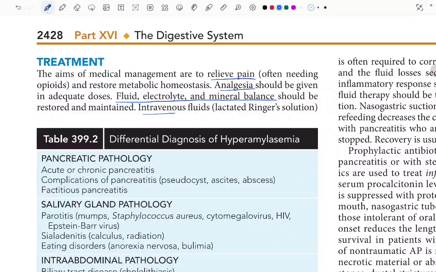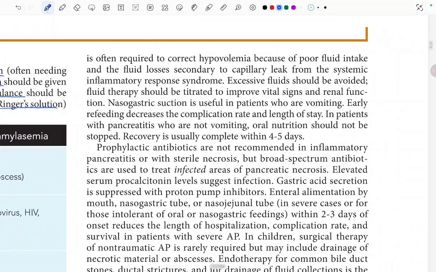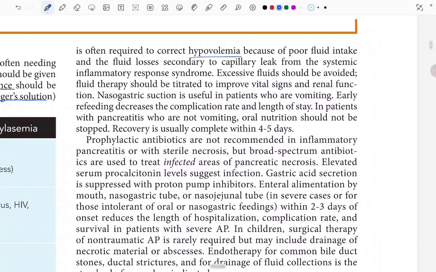Intravenous fluids, lactated Ringer solution, are often required to correct the hypovolemia because of the poor fluid intake and the fluid losses secondary to the capillary leak from the systemic inflammatory response syndrome. So there is hypovolemia. Excess fluids should be avoided. Fluid therapy should be titrated to improve the vital signs and renal function. Nasogastric suction is useful in patients who are vomiting.